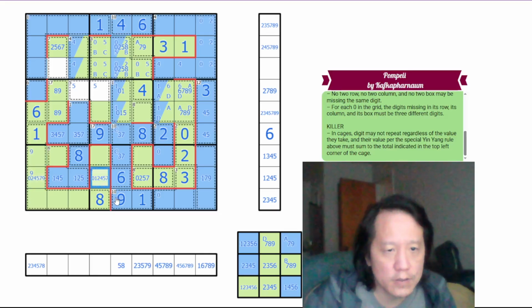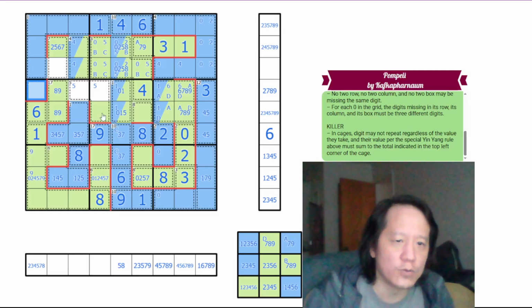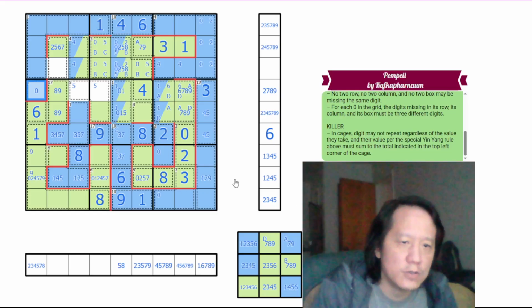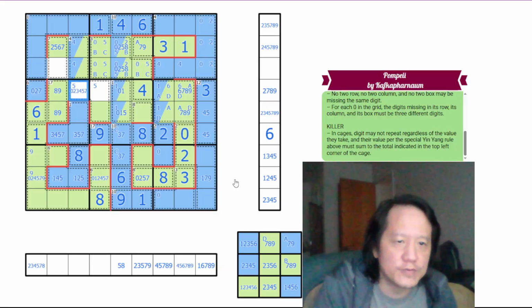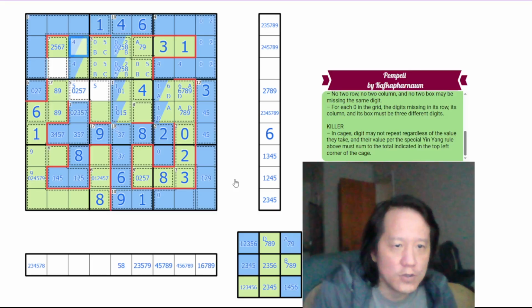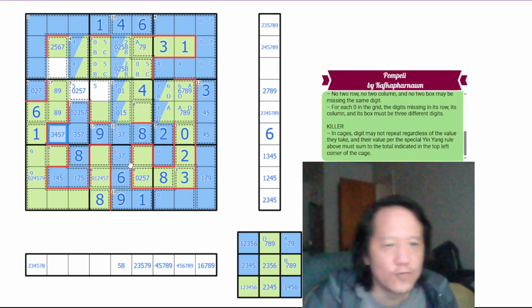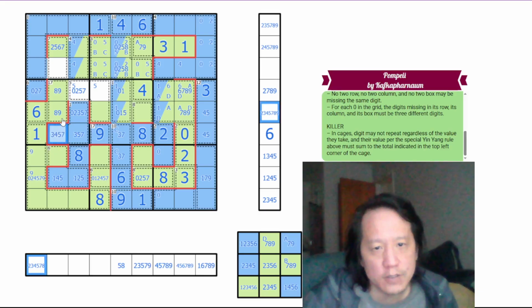Okay. 9 is here. Remaining digits in box 4. We have 0, 2, 3, 4, 5, 7. This can't be 5, 3, or 4. 0, 2, 3, 4, 5, 7. No 3 or 4 there. 0, 2, 3, 4, 5, 7. No 4 here. Okay, so if there's a 4 in box 4, it has to be here.